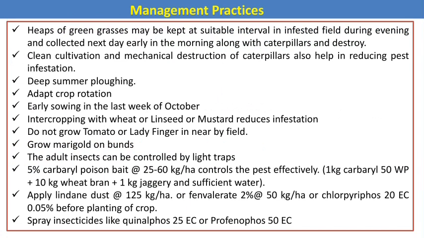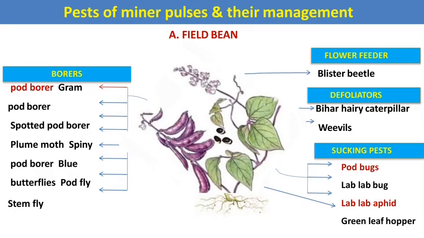Due to the wheat bran and the jaggery, the caterpillar is attracted toward that poison bait, and it eats it and is killed. Then apply lindane dust, or we can also apply phorate or fenvalerate or chlorpyrifos before planting of the crop. Then we can also spray the crop with quinalphos or profenophos. These are some of the management practices for the cutworm in gram.